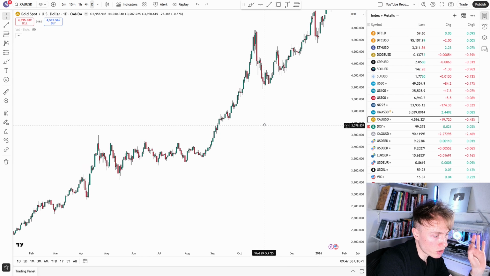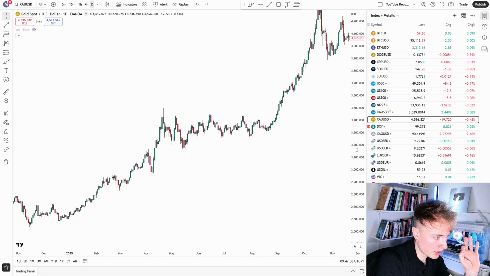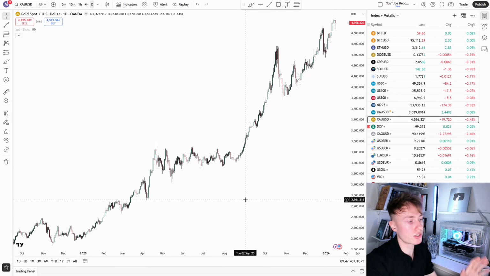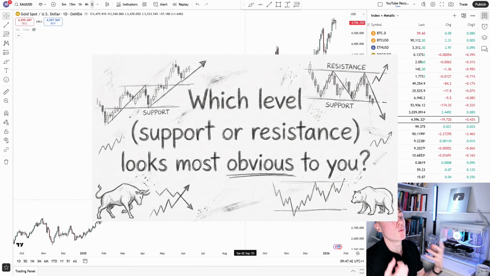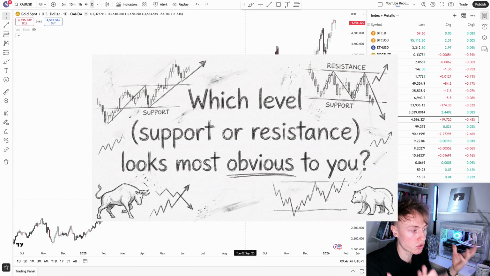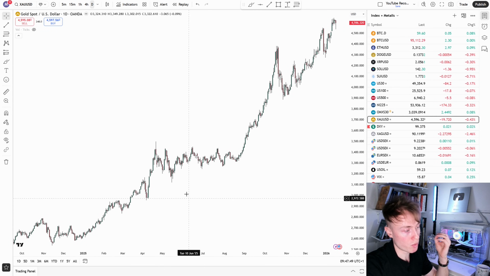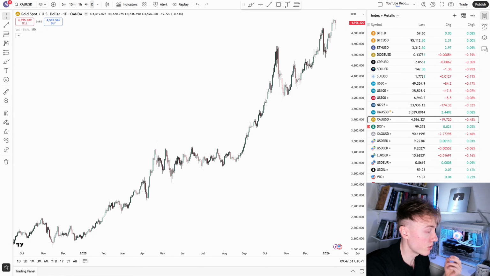But what I want you to learn from this chart right here is, first of all, let's just look at this chart. Which level, support or resistance, looks most obvious to you? Well, for me, the answer is super clear. And I can already show you guys how I draw my support and resistance in TradingView.